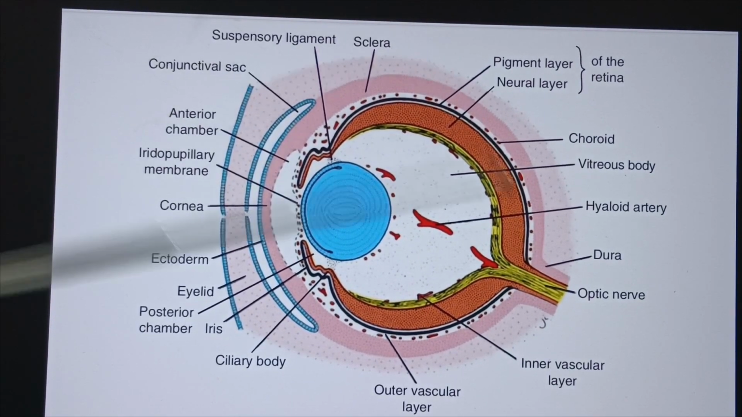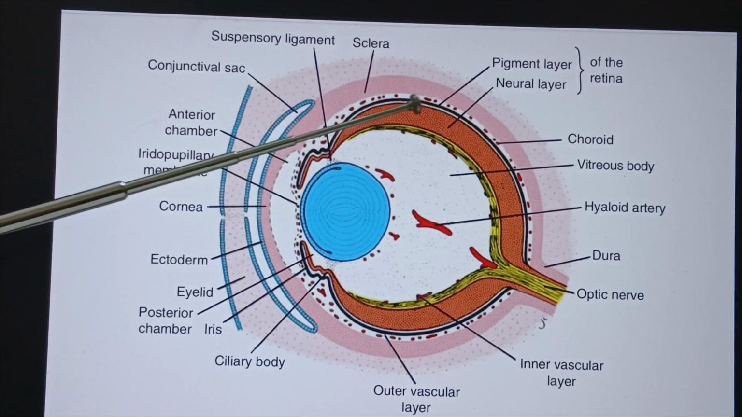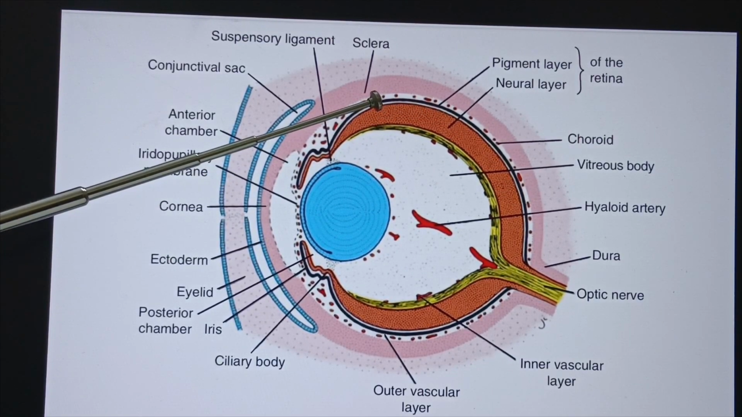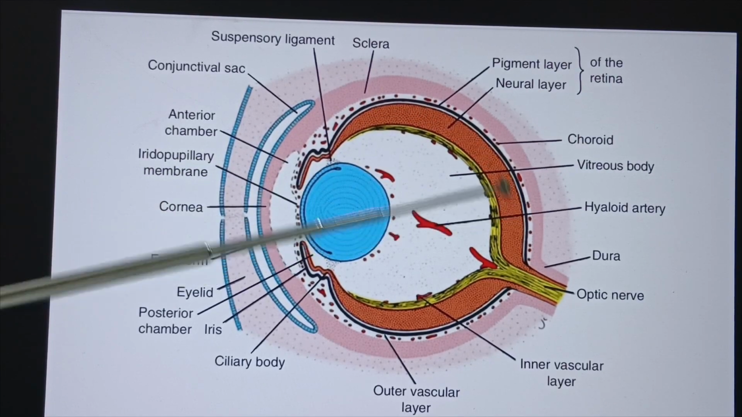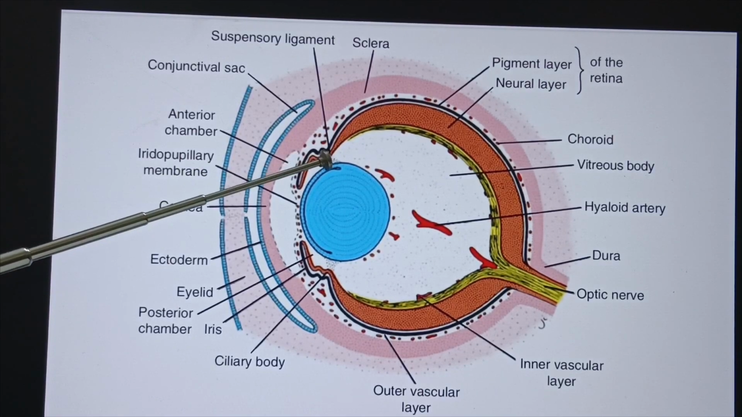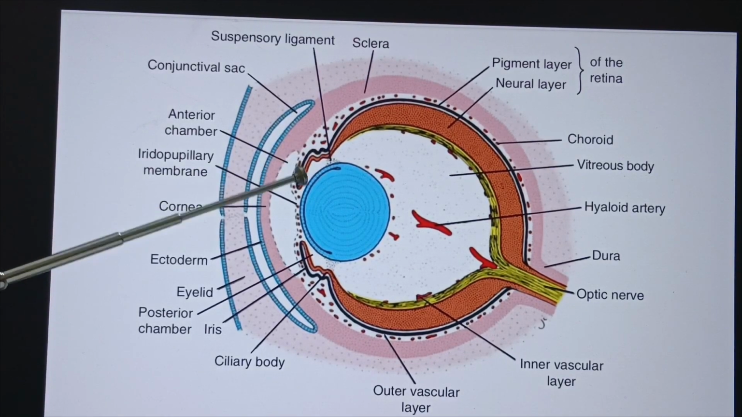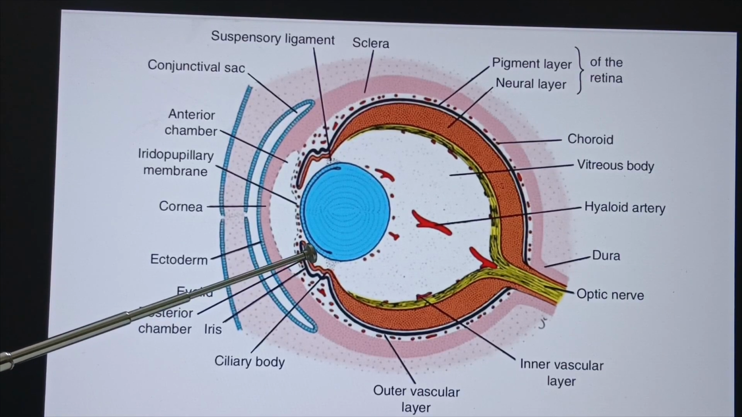Now you can see that in this picture we can sum up that the optic cup has got two layers. The outer layer has converted into the pigment layer of the retina, and the inner layer is forming the neuronal part of the retina. And anteriorly, this inner layer is doing what? It is forming the ciliary body and the iris, along with the muscles inside, the sphincter pupillae and the dilator pupillae.